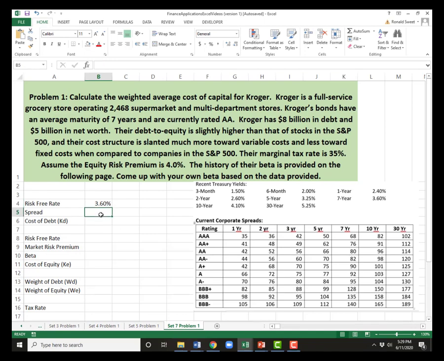Obviously, this problem was set up some time ago when treasury yields were much, much higher than they are today. Today, everything's below 1%. And then the spread, well, it's a AA rated bond. So AA rated, 7 years, you have 80 there. So the spread is 80. So we do, remember, plus 80 divided by 10,000. You always take the spread and divide by 10,000.